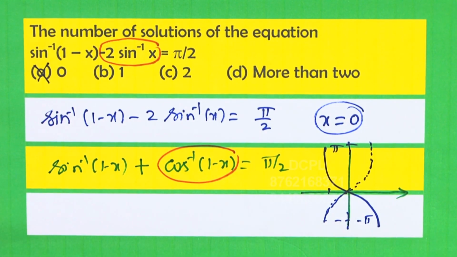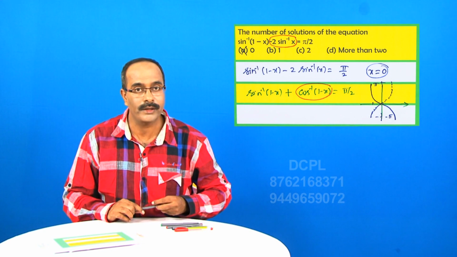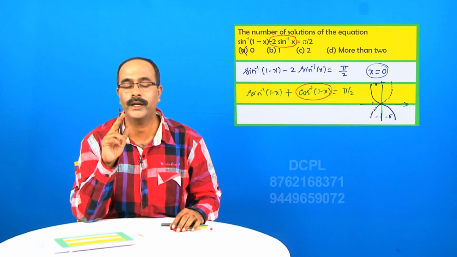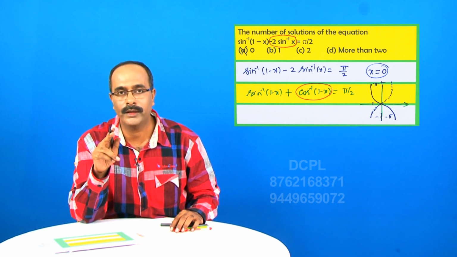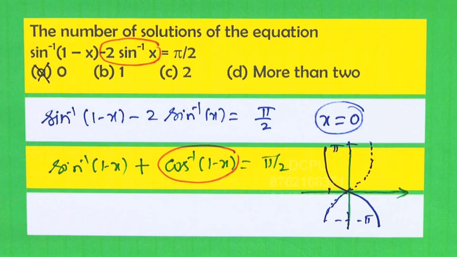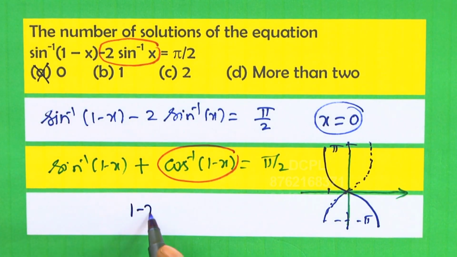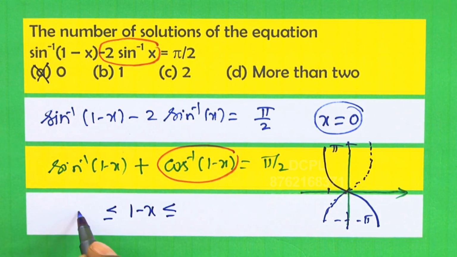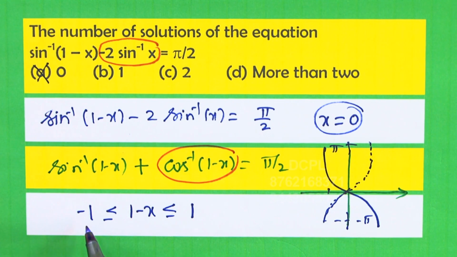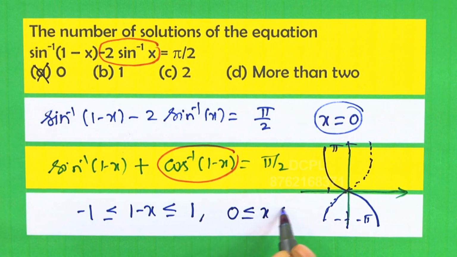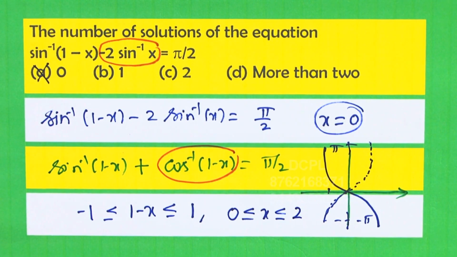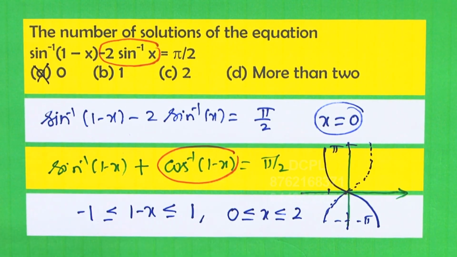And what about cos inverse of (1 minus x)? See, what is the domain of cos inverse of (1 minus x)? 1 minus x should lie between minus 1 and plus 1. Subtract 1, you will get minus 2 less than or equal to minus x less than or equal to 0. So, if you write the inequality properly, 0 less than or equal to x less than or equal to 2, right? This exists only between 0 and 2.